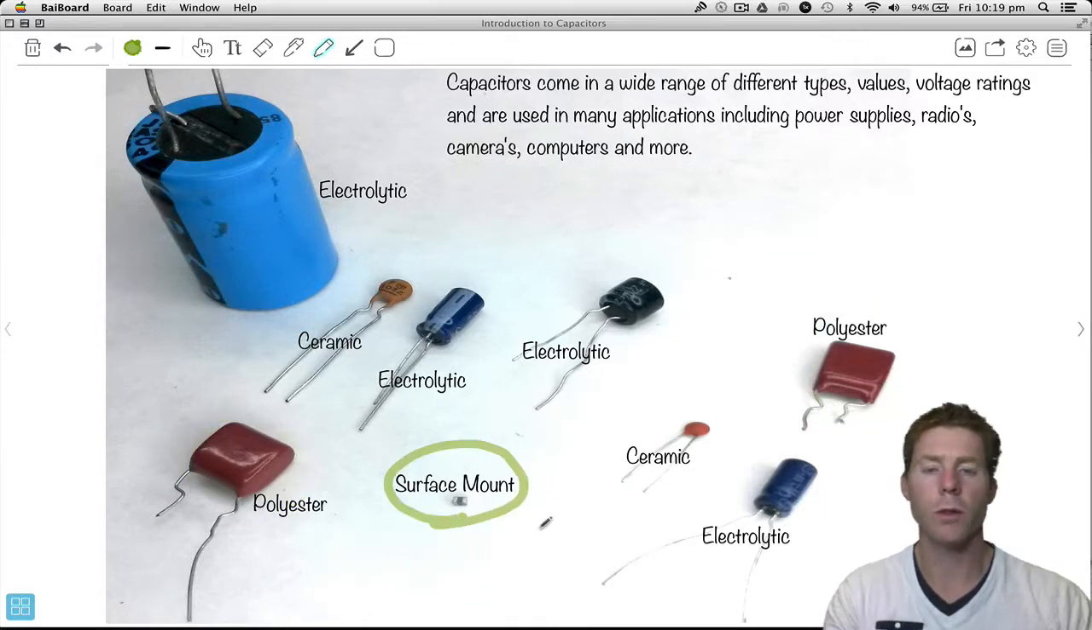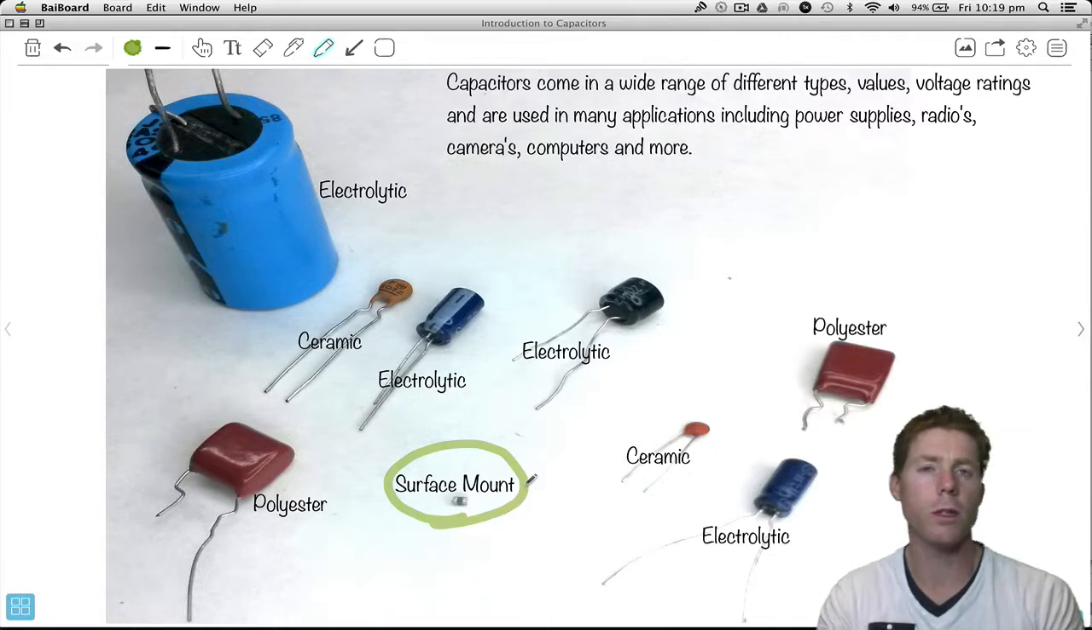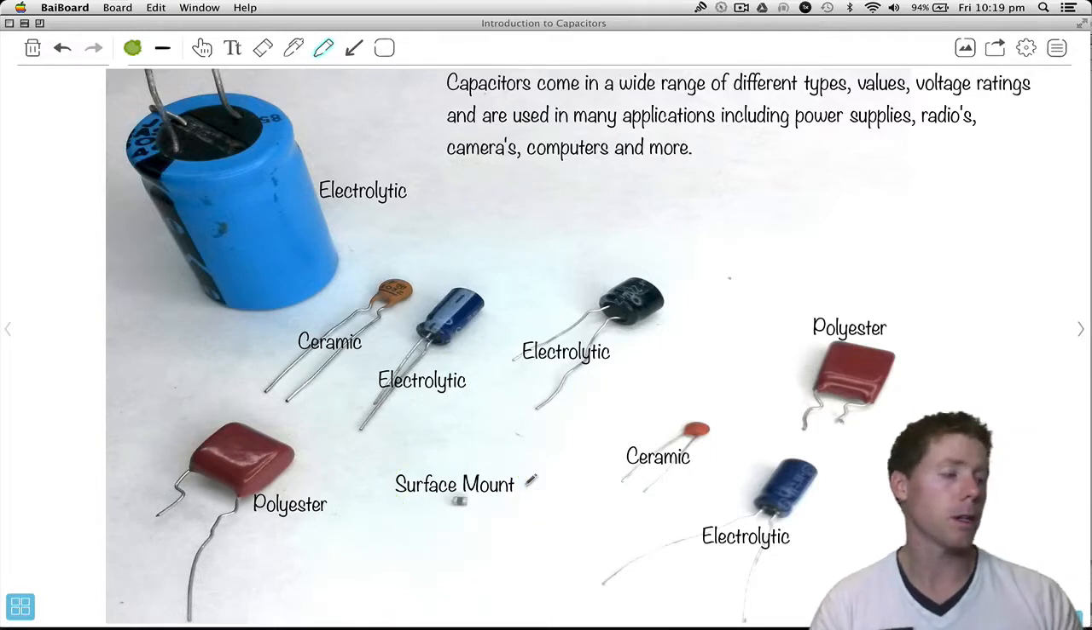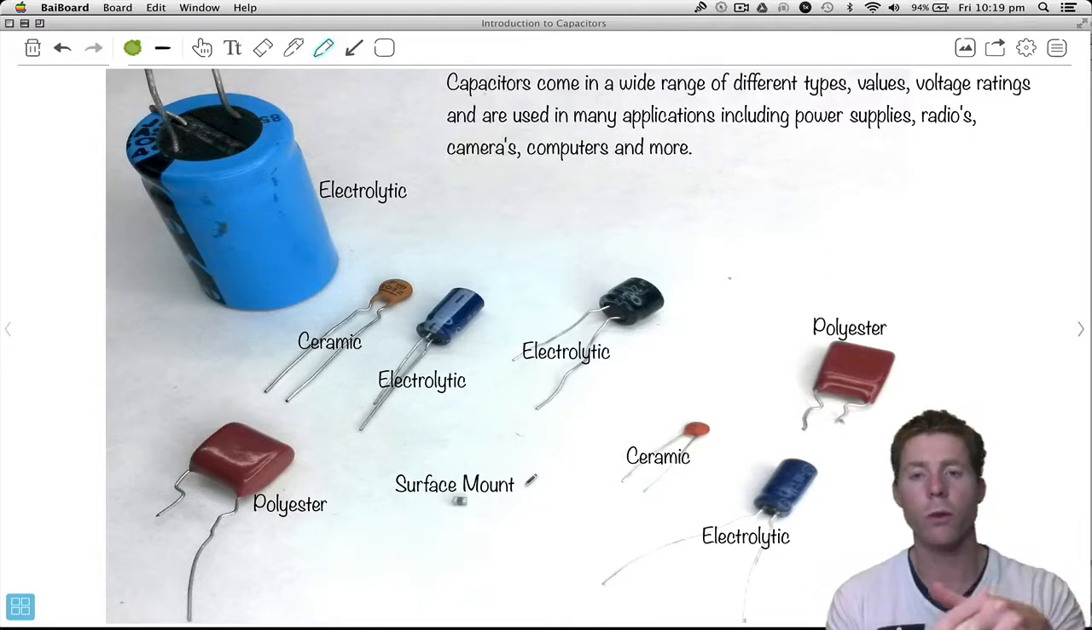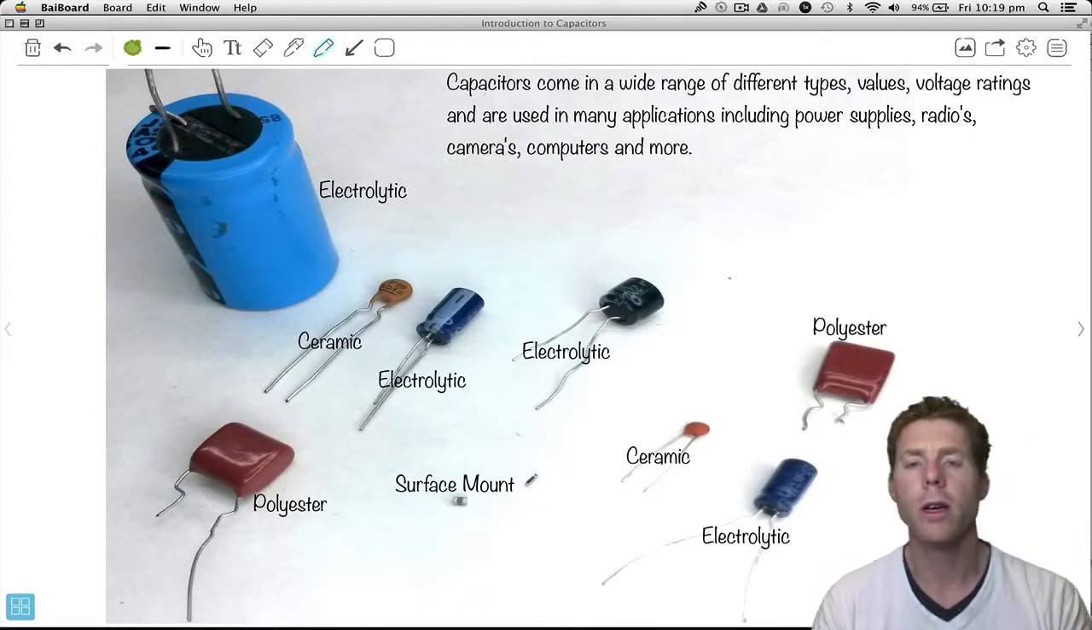and then we've got a little tiny surface mount. So just as we spoke about surface mount resistors before, you can get surface mount capacitors as well, which means they don't have legs that go through a circuit board, they just sit on top of the circuit board.